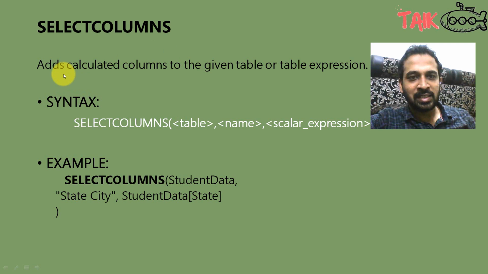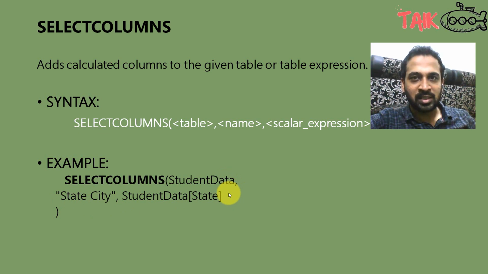SelectColumns adds calculated columns to the given table or table expression. Basically, it returns a table. The syntax is SELECTCOLUMNS, the table name, comma, name of the column, and then the scalar expression. The example is SELECTCOLUMNS, StudentData, the table name, and then "City, State" and the expression.